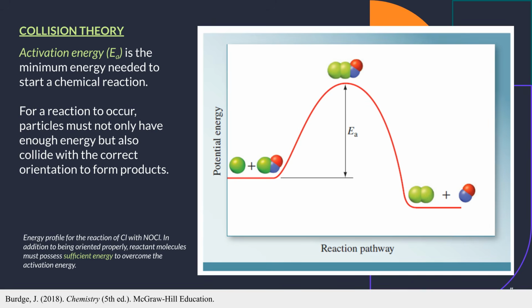Activation energy is the minimum amount of energy particles need for a chemical reaction to begin. Even if particles collide, a reaction will not occur unless this energy barrier is overcome. The energy diagram shows that reactants must first reach a high energy point before forming products. Only collisions with enough energy and the correct orientation result in a successful reaction. This explains why some reactions need heat to start.